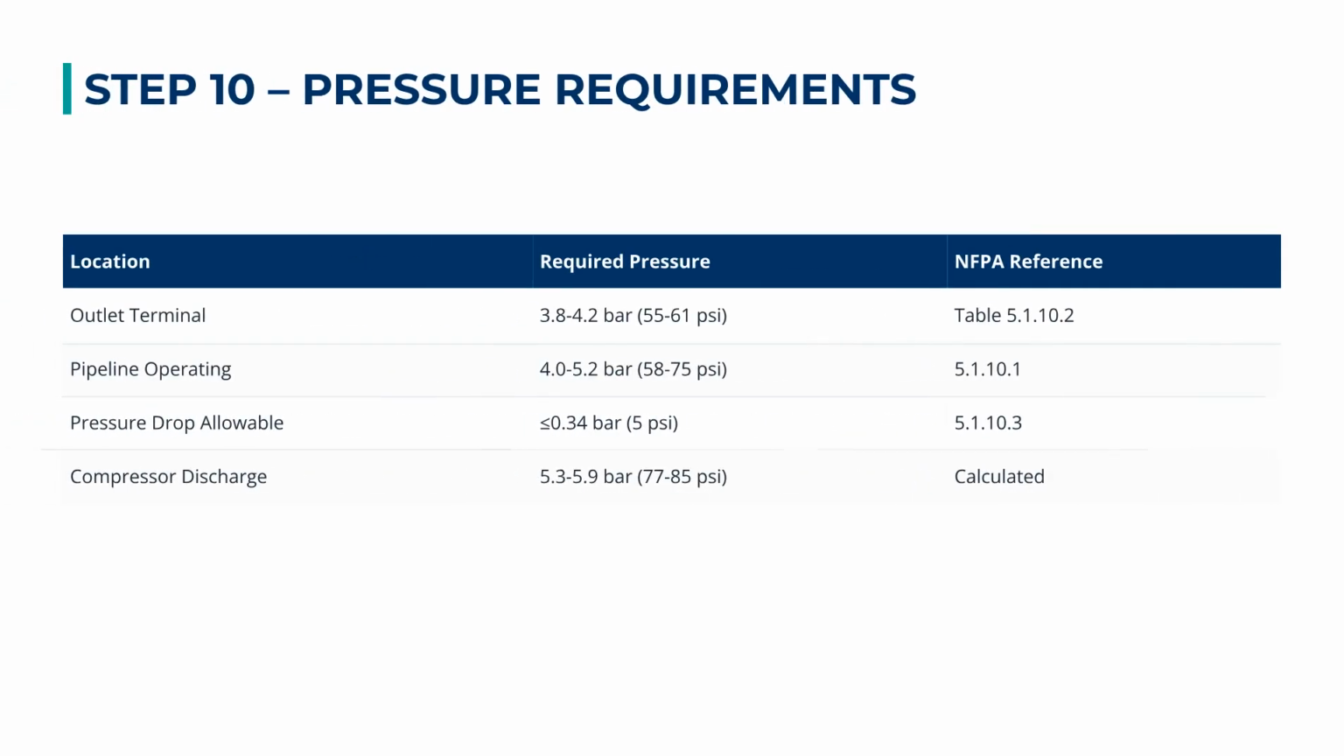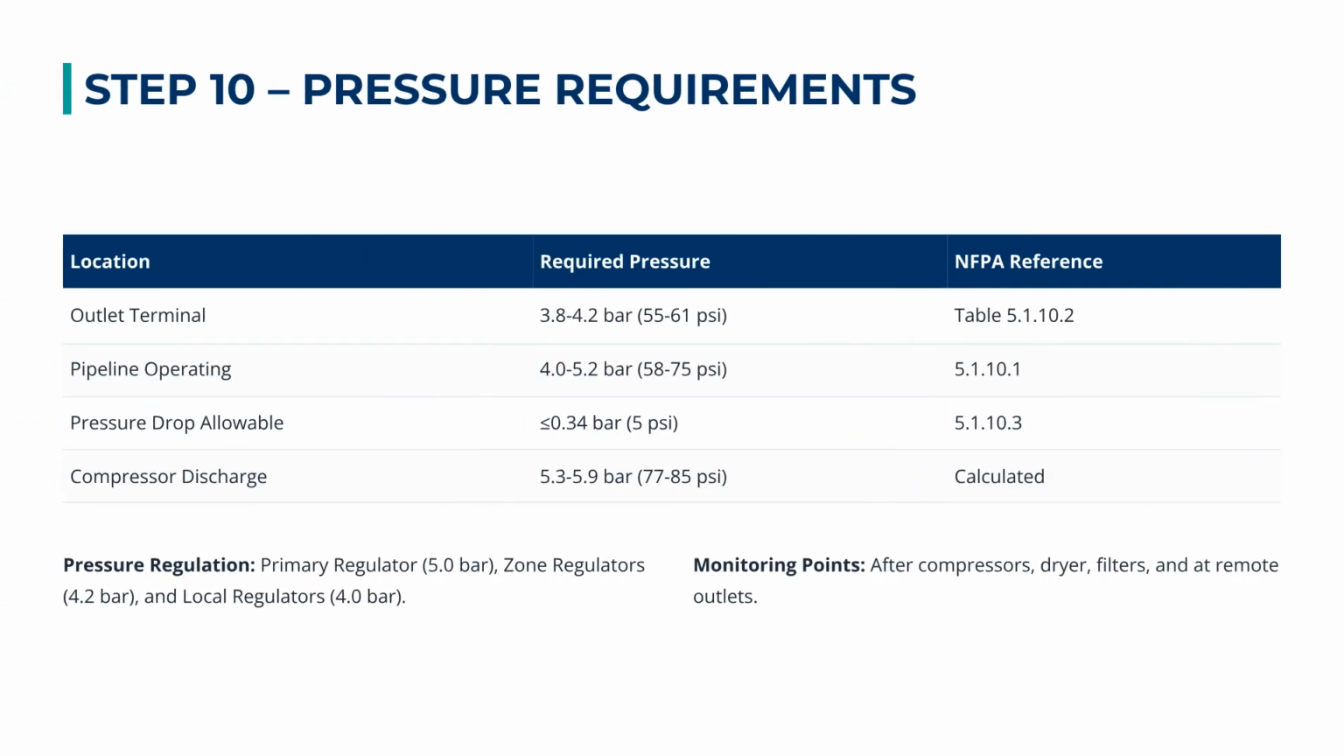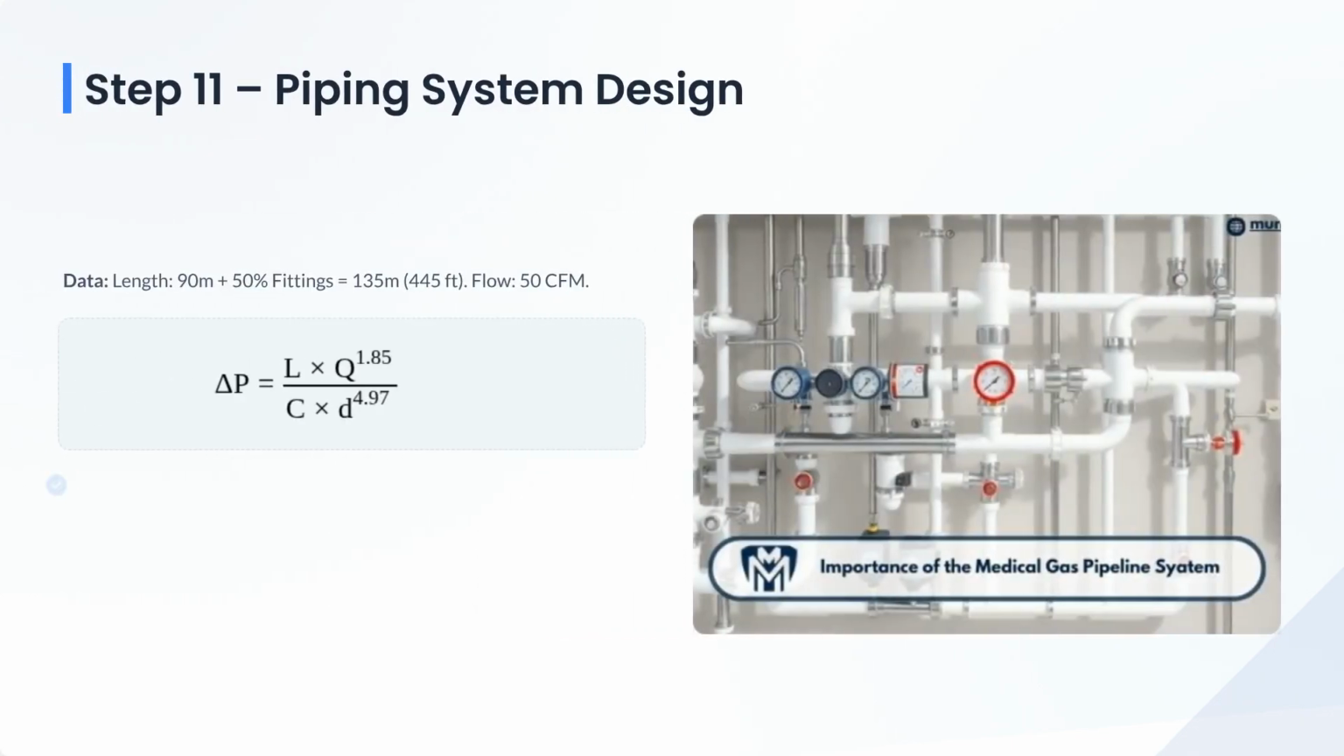Step 10 reviews pressure requirements. The outlet terminal pressure is mandated at 3.8 to 4.2 bars. We implement primary, zone, and local regulators to maintain stable pressure throughout the system, while ensuring the pressure drop is limited. Step 11 involves piping system design.